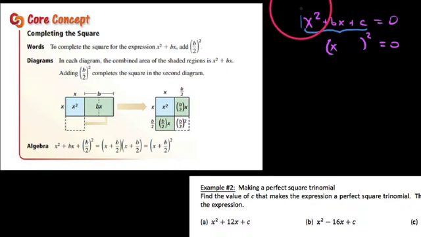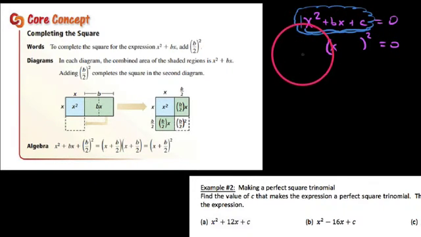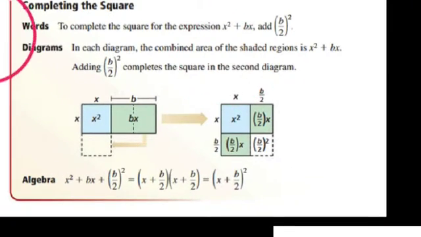What we're going to need to do is make sure that this thing on the left really is what we call a perfect square trinomial. And so what we'll do is, if it's not a perfect square trinomial, learn to what we call complete the square. So in words, let's take a look at this.